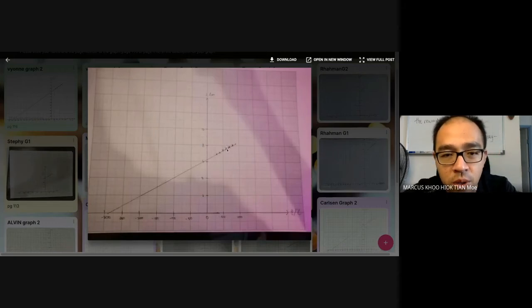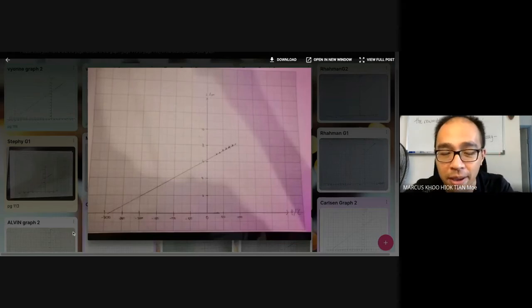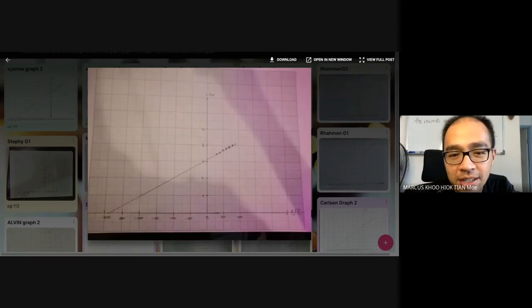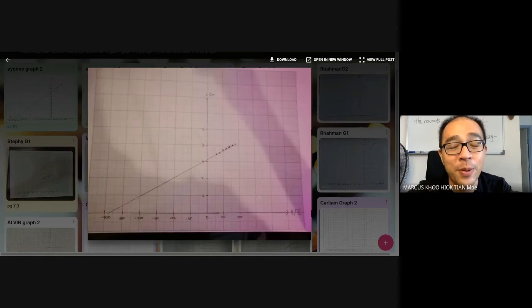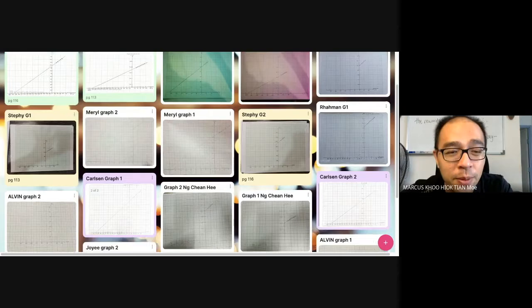Trevor, can I ask you why did you extend the graph all the way to the back? I'm not saying it's wrong. I just want to know why you chose to do that. Because everybody else just stuck halfway. They stop at the y-intercept. But you chose to extend it all the way to the back. Why? Oh, I don't know. Instincts. Wow. Okay.